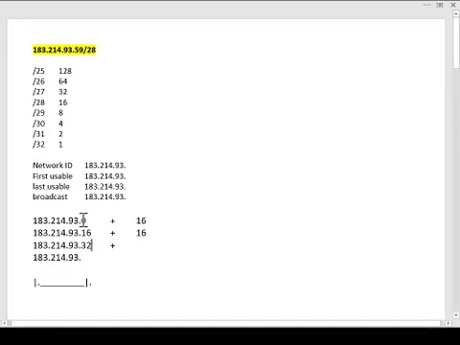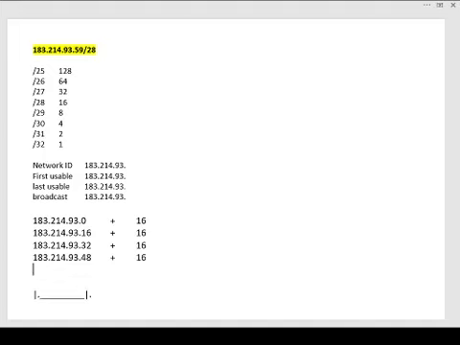I can't emphasize this enough. Remember, these are network IDs we are working with. So let's add in another 16, and we end up at 48. Well, 59 does not fall in there, so we're going to have to add in another 16. So we're at 183.214.93.64. Now, 59 does fall between those two.